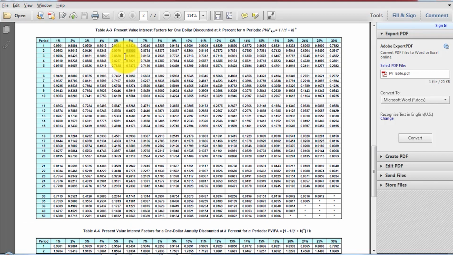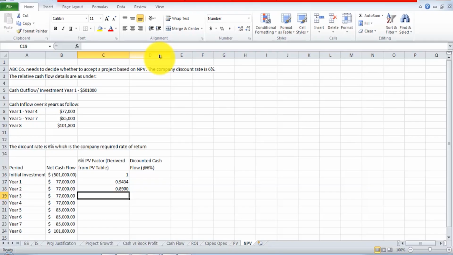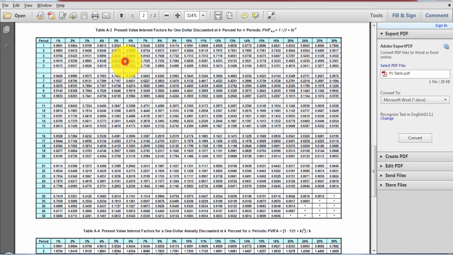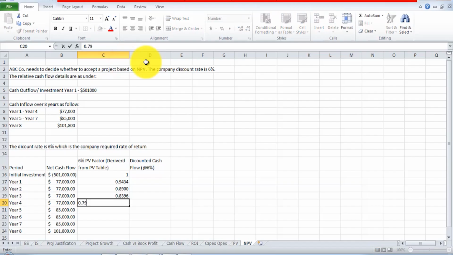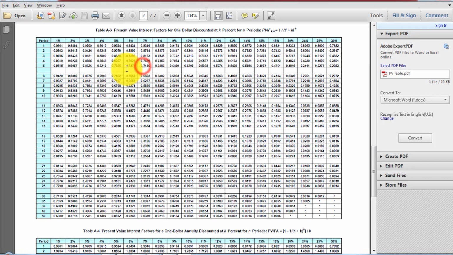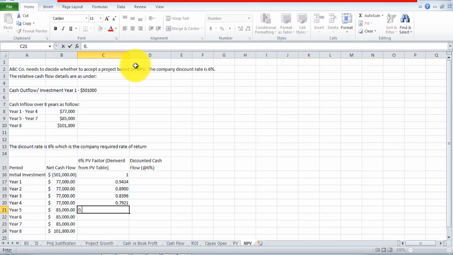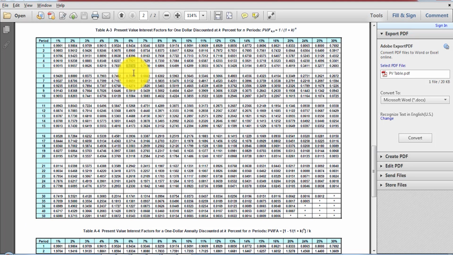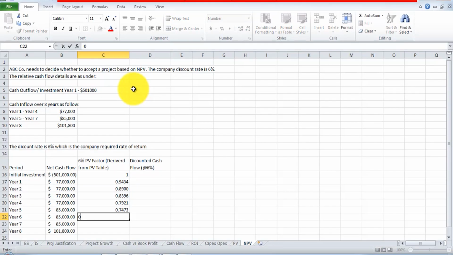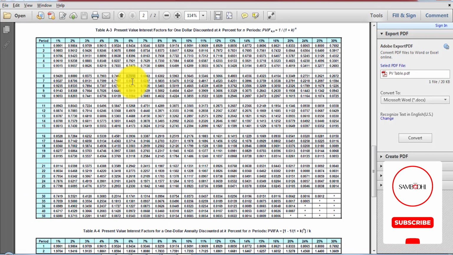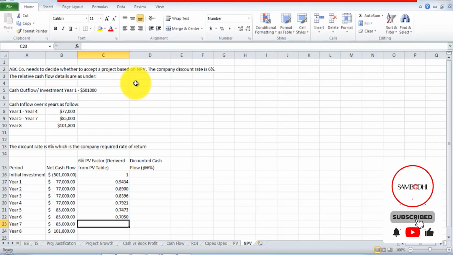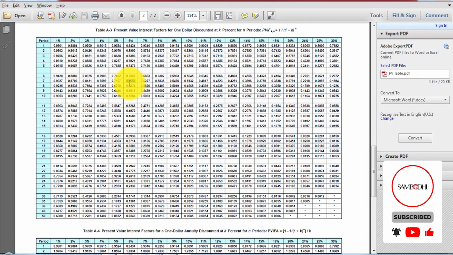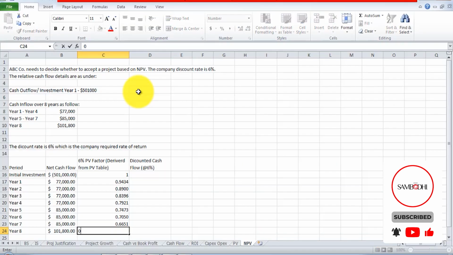For the third year, it's going to be 0.8396. For the fourth year, it's going to be 0.7921. For the fifth year, it's going to be 0.7473. For the sixth year, the value of $1 is going to be 0.7050. Seventh year, it's going to be 0.6651. And 0.6274 for the last year.